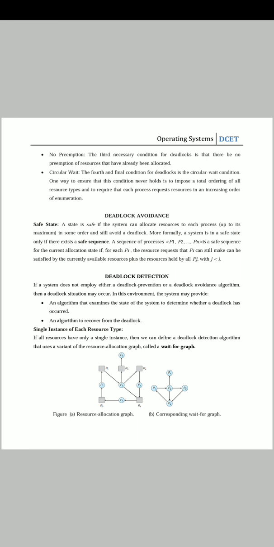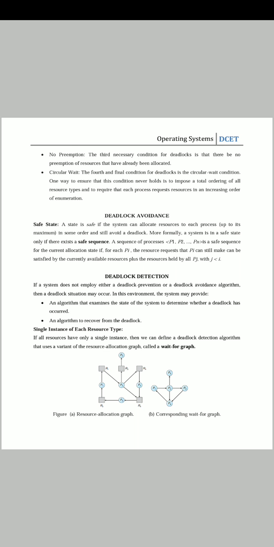The third one is no preemption. If any process requested resources and the process which is holding that particular resource has not released it, then that leads to the no preemption condition. Our system has to be designed such that if any process has requested a particular resource which is held by some other process, that process has to immediately release the resources when the request is made by some other process.